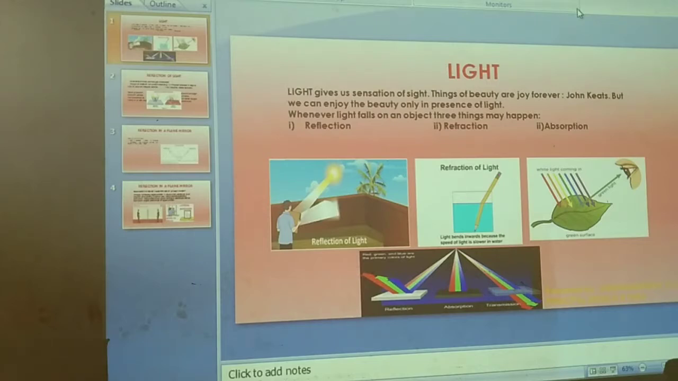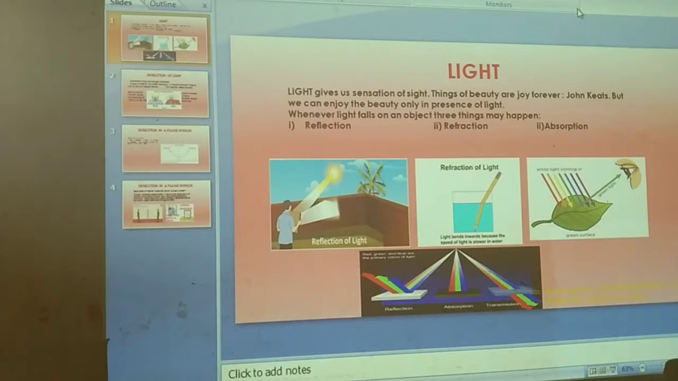Whenever light falls on an object, three things may happen. Generally, they are reflection, refraction, and absorption. As you see in the first figure, reflection of light is taking place: the sun rays are getting reflected by using a mirror. What is reflection? It is the bouncing back of light rays when they fall on a particular surface.